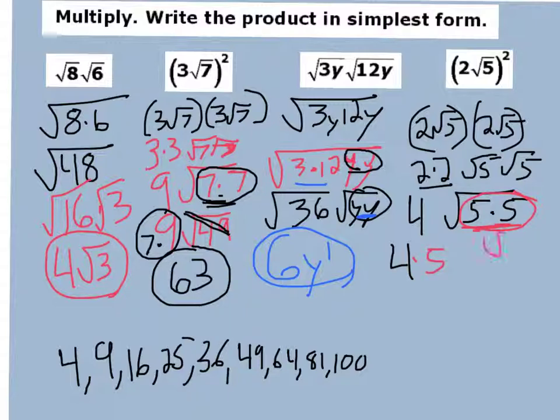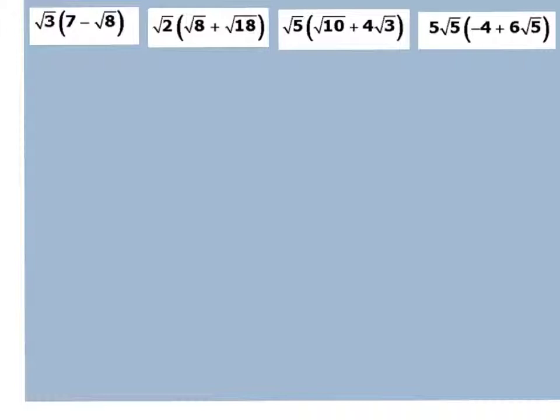If you don't like doing it that way, what's the square root of 25? The square root of 25 is 5. Same answer. Lastly, I multiply these together. 4 multiplied to 5 is 20. This answer is 20. All right, now we're going to do the distributive properties.